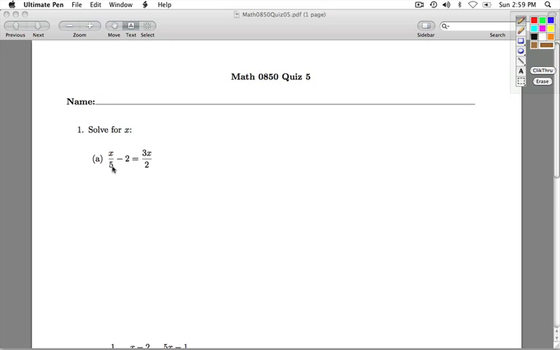And this first equation has fractions in it, and so one thing we can do to eliminate the fractions is multiply by a common multiple of 2 and 5. And the least common multiple of 2 and 5 is 10. So I'm going to multiply both sides of the equation by 10 to wipe out those fractions.